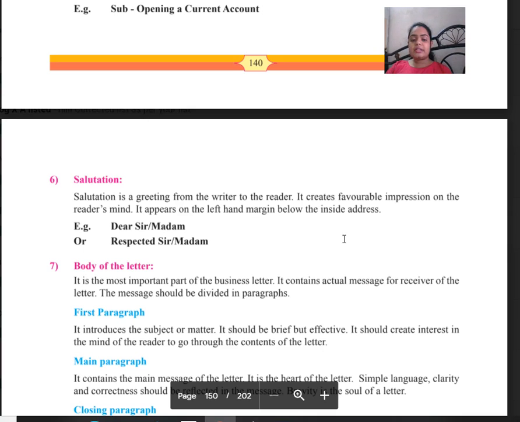Salutation. Salutation is a greeting from the writer to the reader. It creates a favorable impression on the reader's mind. It appears on the left hand margin below the inside address.